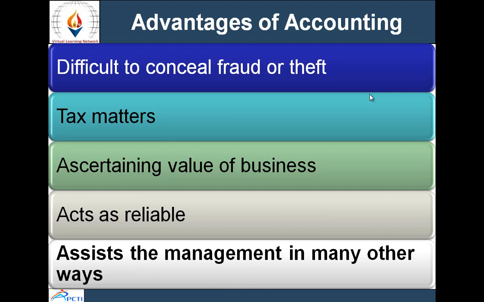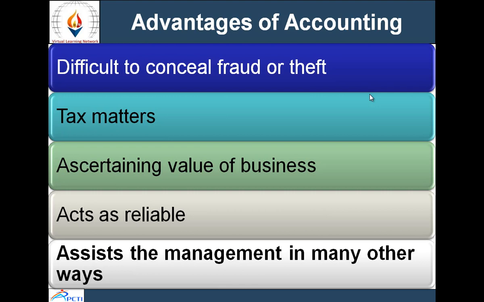Next one is tax matters. The government levies various taxes such as custom duties, excise duties, sales tax and income tax. Properly maintained accounting records will help in the settlement of all tax matters with the tax authorities.